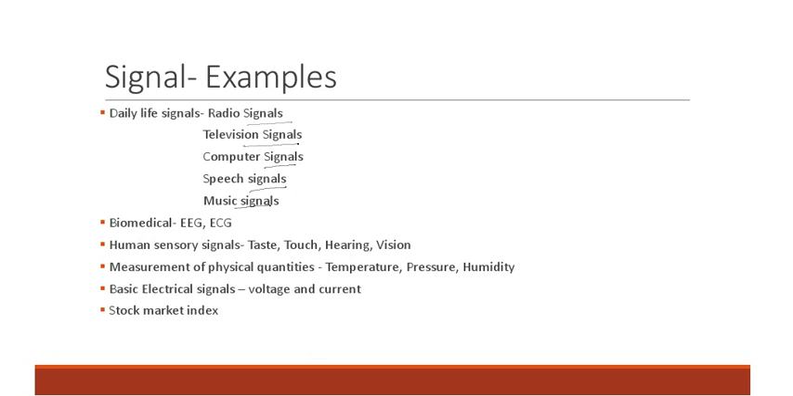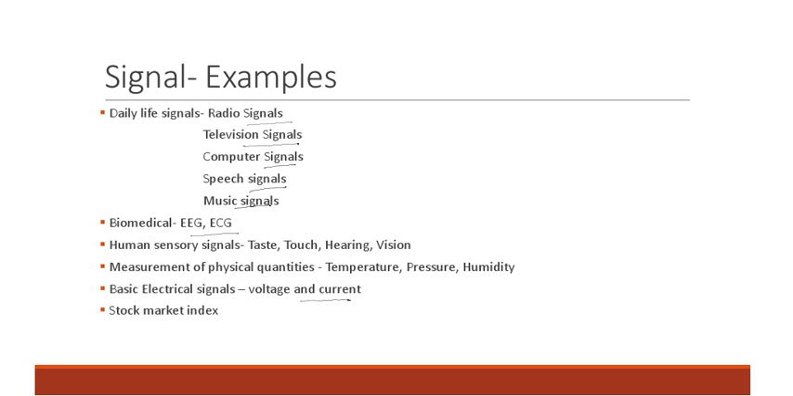If I go into biomedical engineering, we have EEG and ECG signals. Human sensory signals like taste, touch, hearing, and vision are also forms of signals. Measurement of physical quantities like temperature, pressure, humidity are also different types of signals. Basic electrical signals that you are much acquainted with, voltage and current signals. The stock market index is also a type of signal.